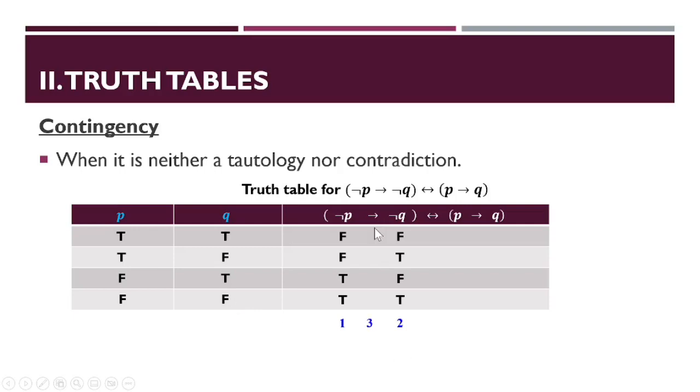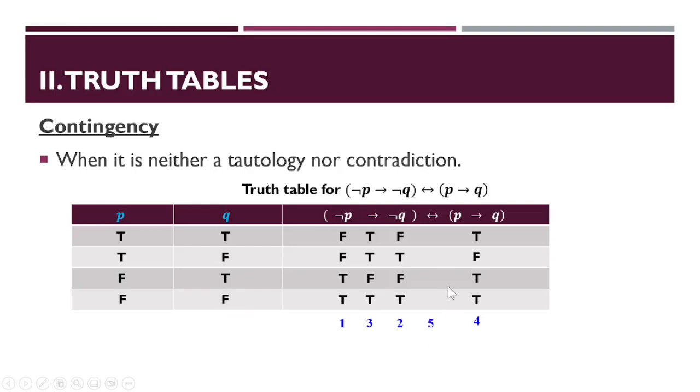Then for their implication, false implies false, that is true. False implies true. So we focus on the implication: true. True implies false, that is false. True implies true, that is true. Next, we focus on P implies Q. So we have true implies true, that is true. True implies false, that is false. False implies true, that is true. False implies false, that is true also.